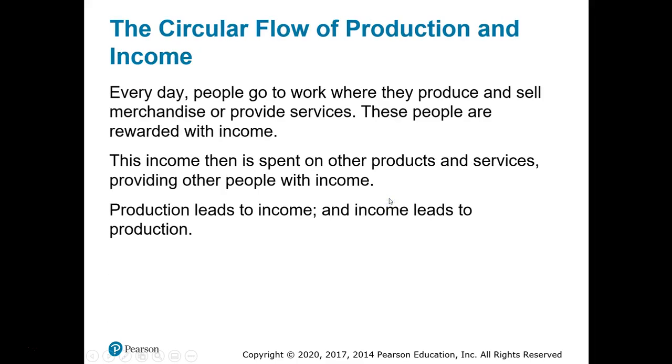All right, so how does this circular flow of production income affect everyday life? People go to work, they produce, they sell merchandise and provide services, and you get the income. So we already talked about that. It's important to understand it, and you can do it by drawing a picture. If you put yourself on one side and the firms parallel to you, you can draw a circle between the two.